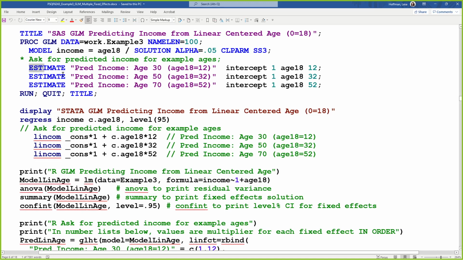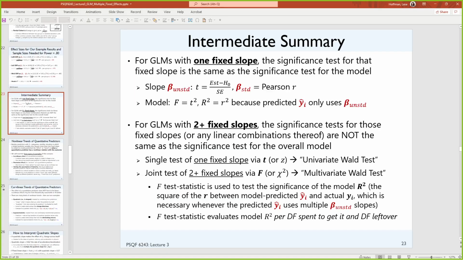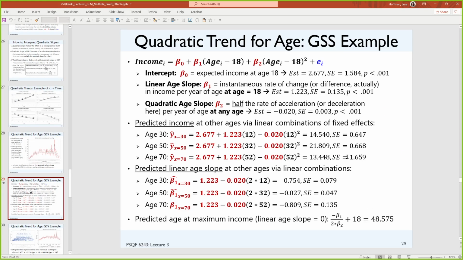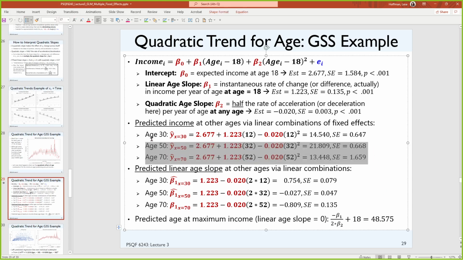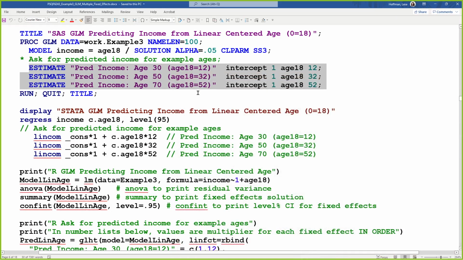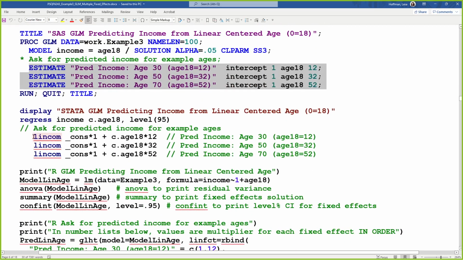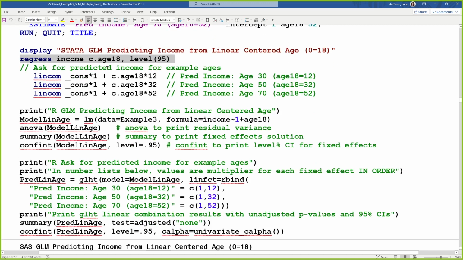I have some additional statements here demonstrating how I would get predicted income for any age. That is how I got the values in this slide here. These sorts of results come from these additional types of statements, except that was from the quadratic model. The same thing in Stata: lincom is how you get linear combinations. And in Stata, the linear slope of age would go after income like this.